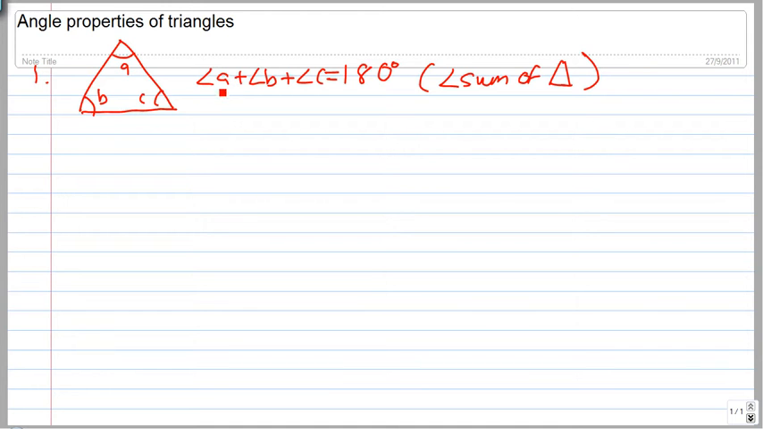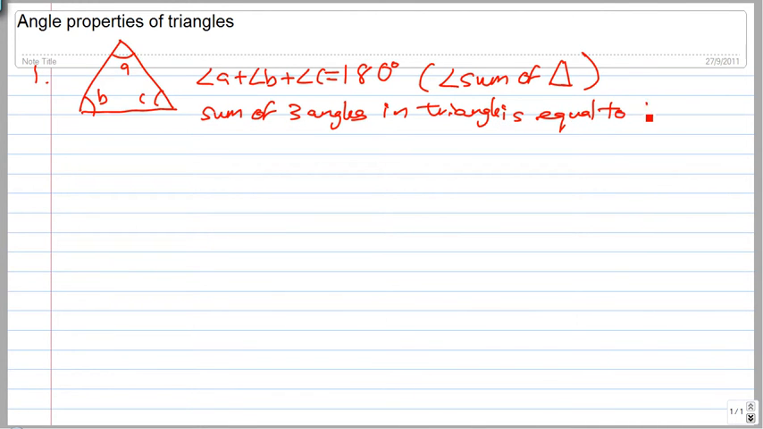So remember, I should write down here: sum of three angles in a triangle is equal to 180 degrees.